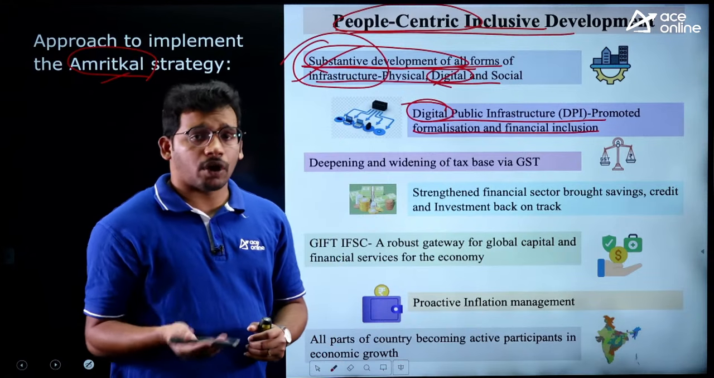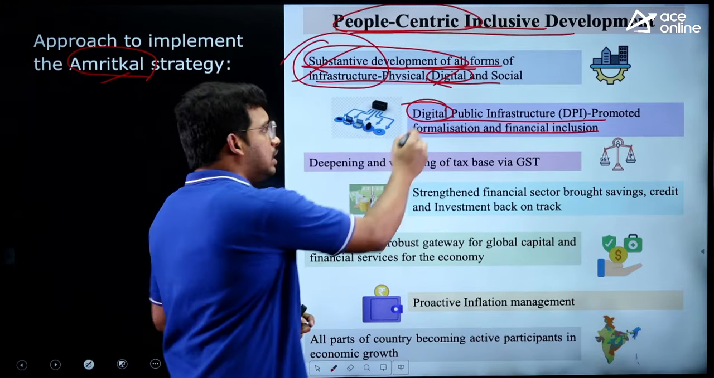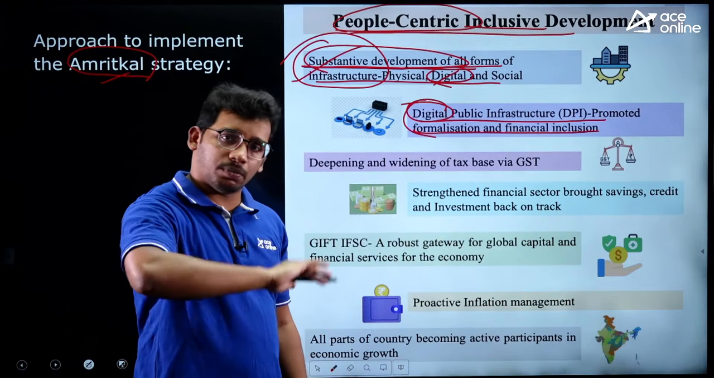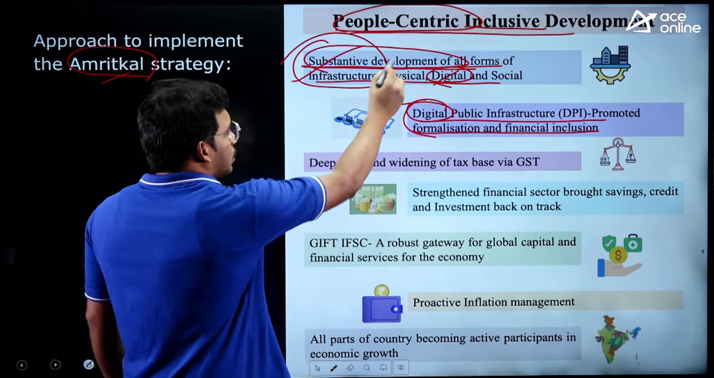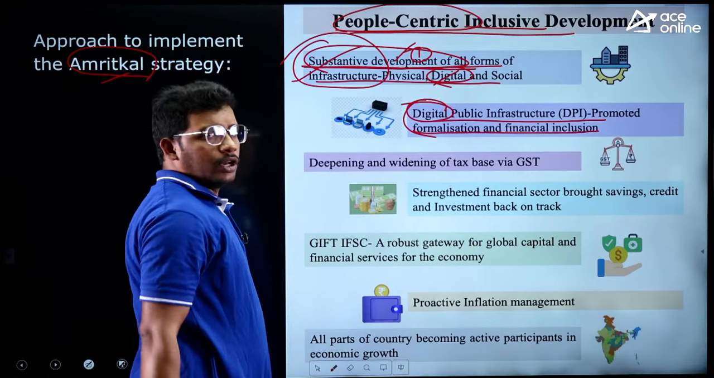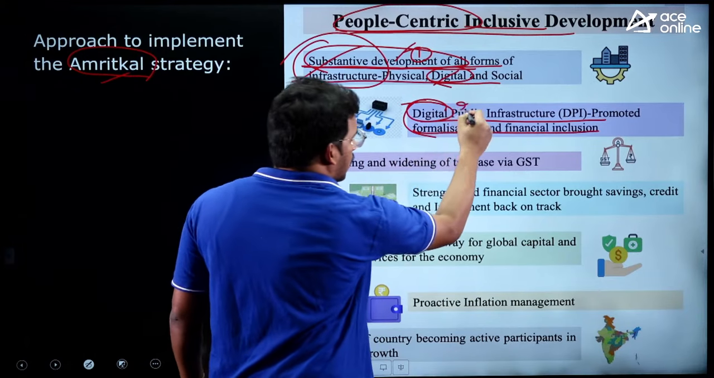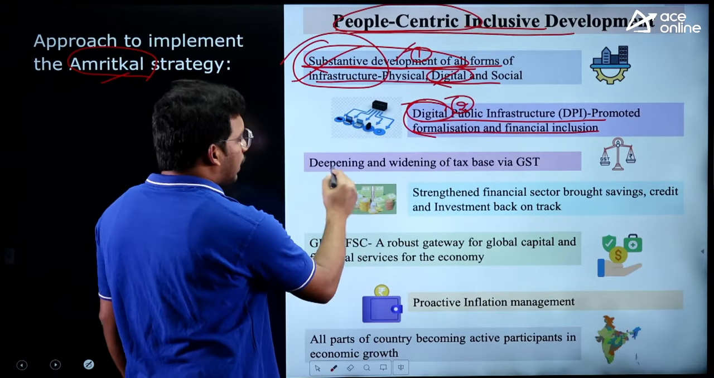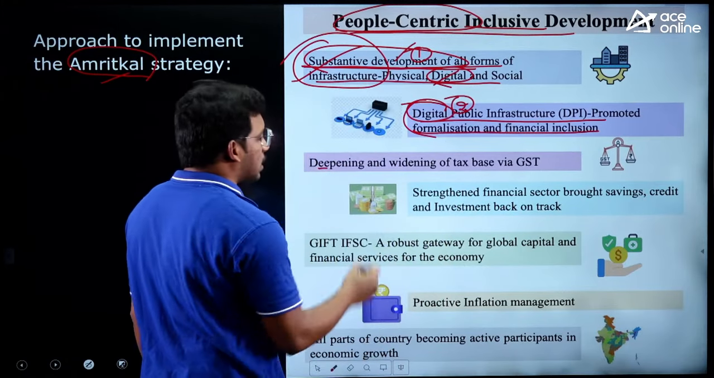Because the world is moving towards the digital one. So that's why all digital public infrastructure should be equally available to everyone. So this is the first element in the approach, and this is the second one that the government has put forward. Finally, a few more elements are there.